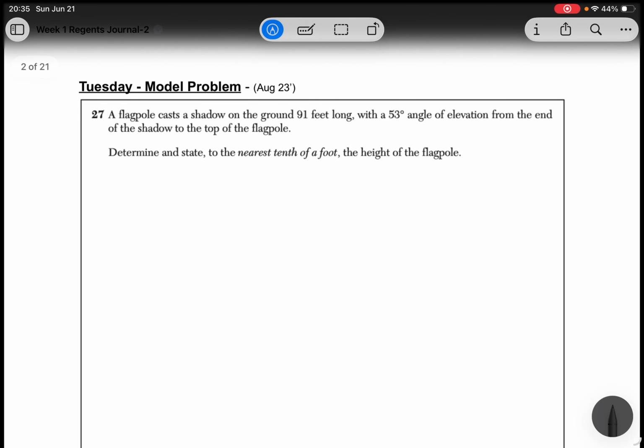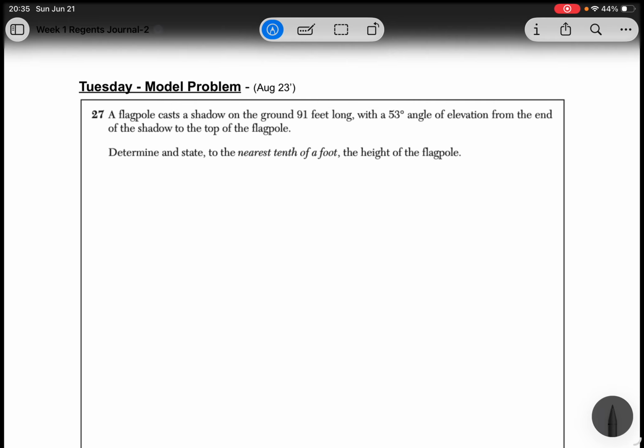If we look at this problem, we have a flagpole that casts on the ground a shadow 91 feet long with a 53 degree angle of elevation from the end of the shadow to the top of the flagpole. We need to determine and state to the nearest tenth of a foot the height of the flagpole. This is a 2-point question, so you can get points just for writing the correct trig function, even if your work is wrong or you don't write anything else. If you have the correct answer, you can get a point with no other work shown. I will say if you make 2 or more errors, you will not receive any credit.